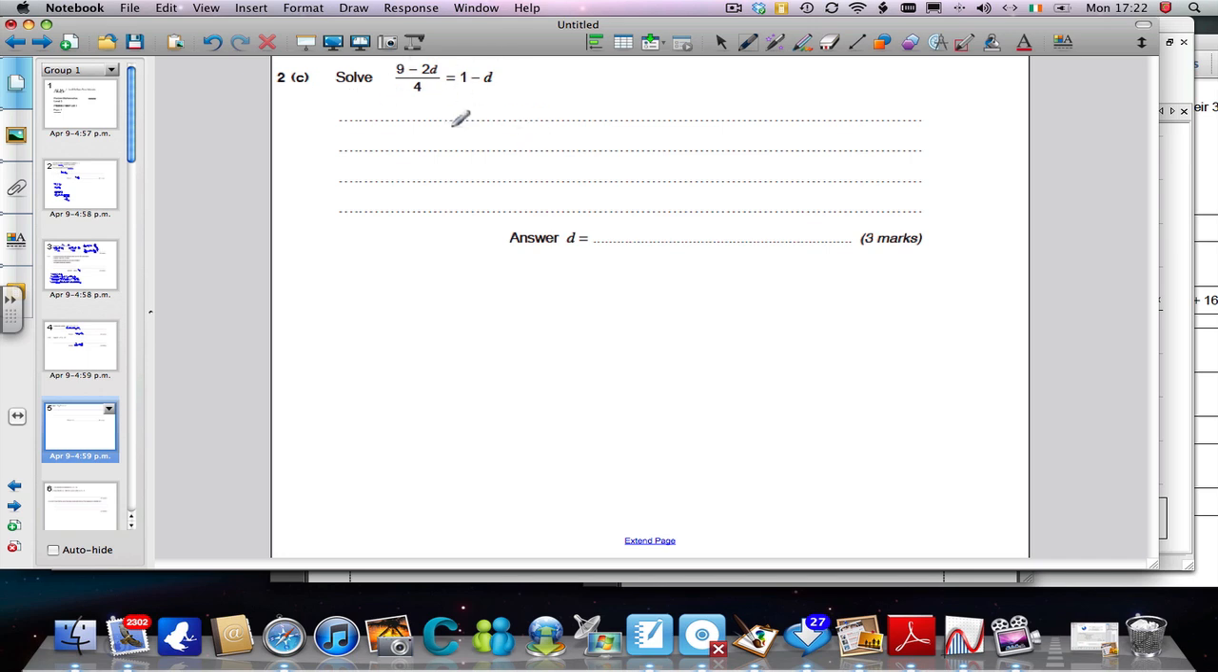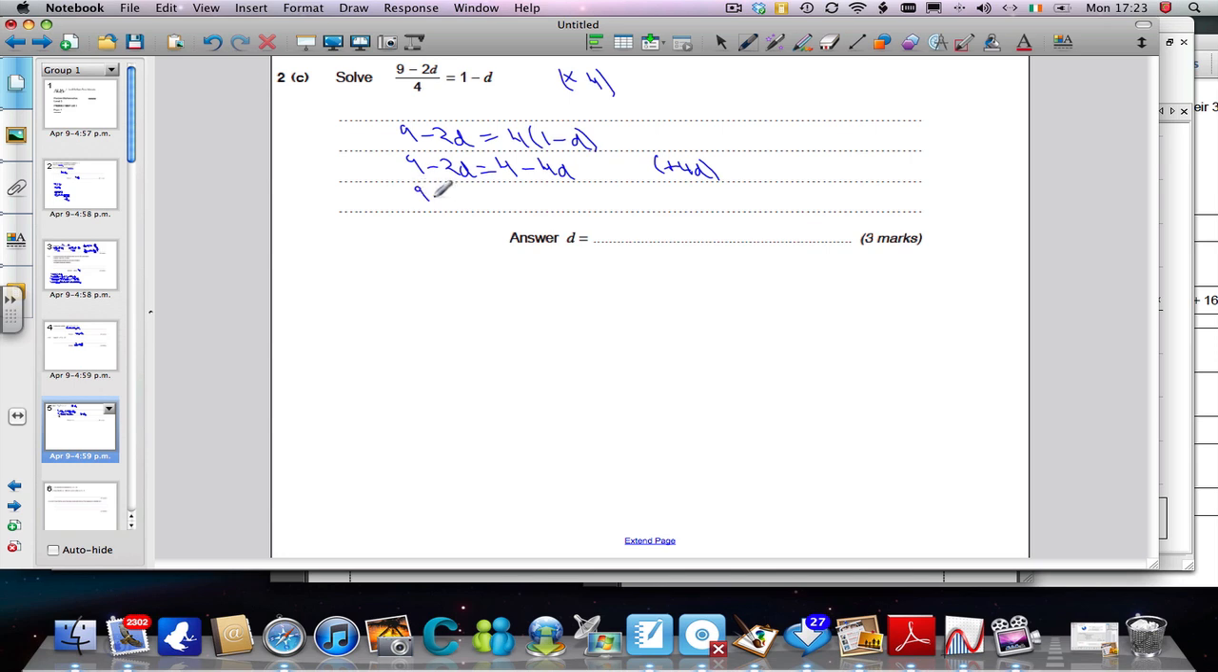2c, solve this equation. So I'm going to start by timesing both sides by 4. So multiply everything on the left and everything on the right by 4. If I times this side by 4, we end up with 9 minus 2d. Times the right hand side by 4, so we'll have 4 times by 1 minus d. Let's expand out the brackets. 9 minus 2d equals 4 minus 4d, and let's now add 4d to both sides.